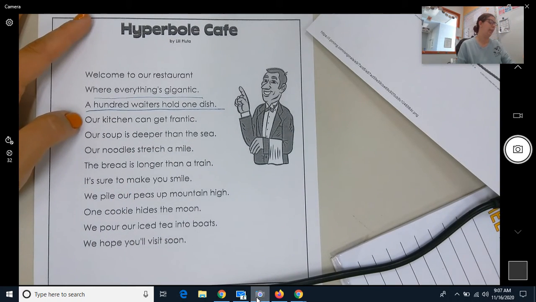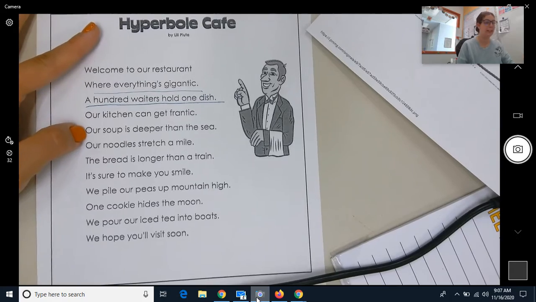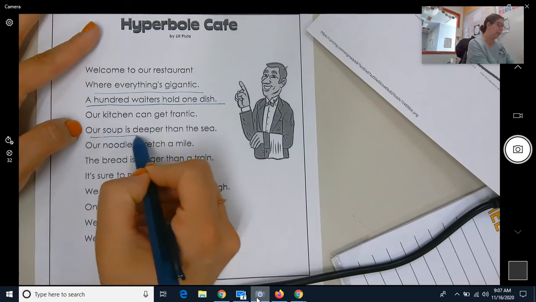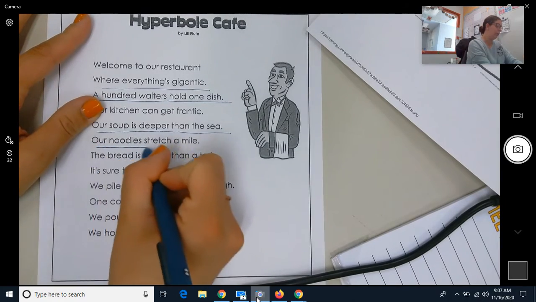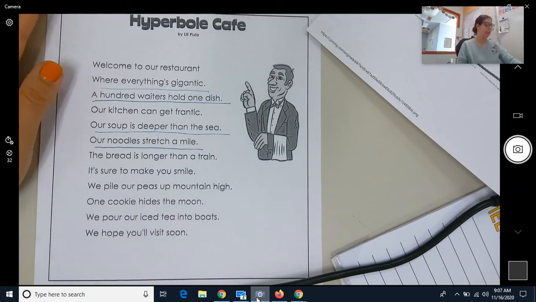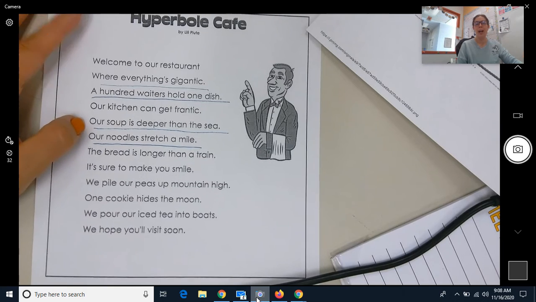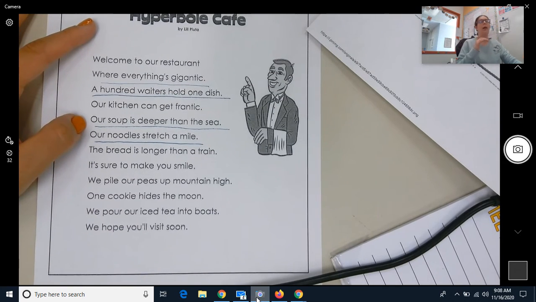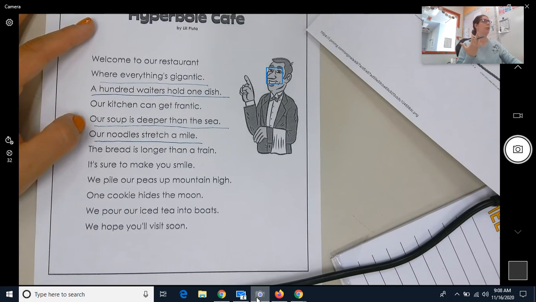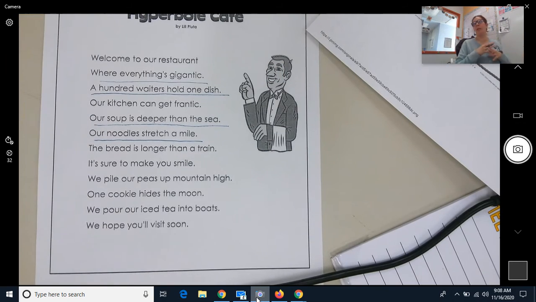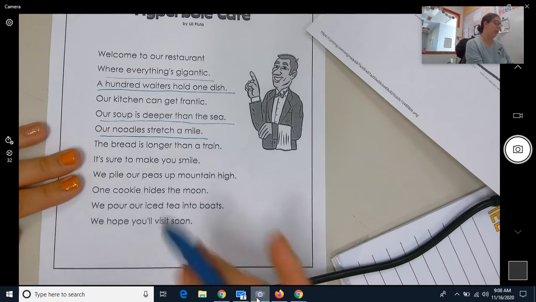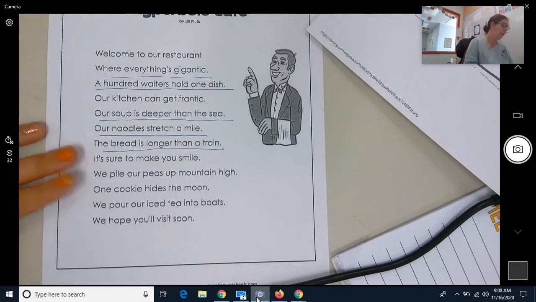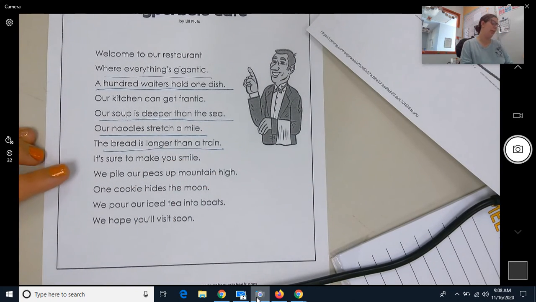Our kitchen can get frantic. Our soup is deeper than the sea. That's an exaggeration. Our noodles stretch a mile. That's also an exaggeration because those things aren't exactly true. It's trying to get you to understand that they're trying to be as extravagant as possible. The bread is longer than a train. It's sure to make you smile.